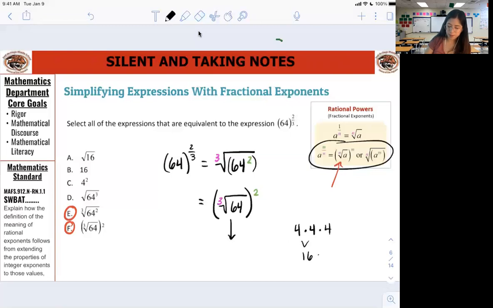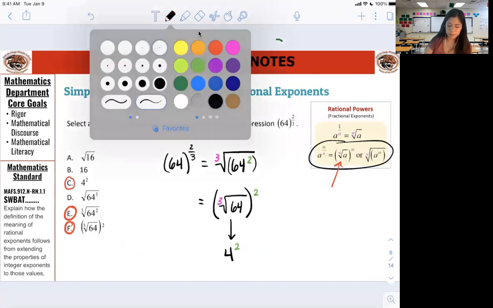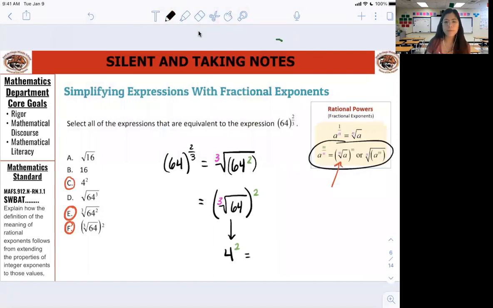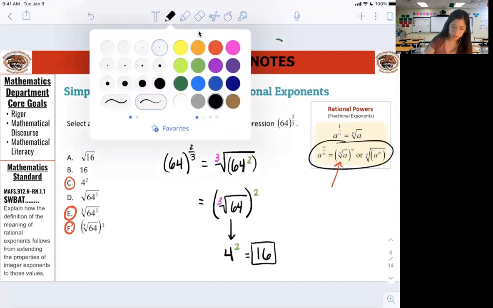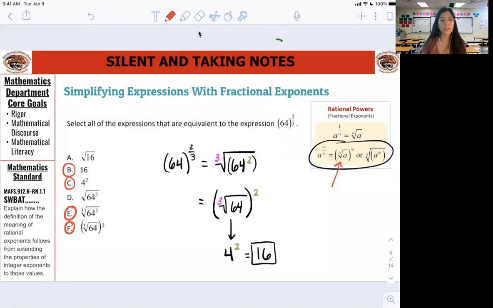4 times 4 is 16. 16 times 4 is 64. So the cube root of 64 is 4. But I still have that exponent. So this is now 4 squared, which also brings me to answer choice C. And then I know what 4 squared is. What is 4 squared? 16. So answer choice B was also one of the answers.